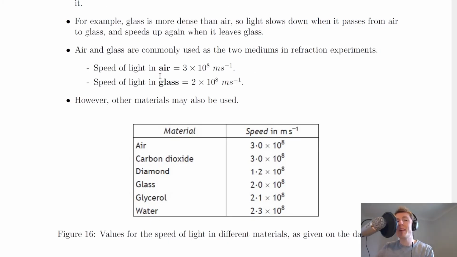It might not always be air and glass, you might also sometimes see water for example, but the speed of light in air I've given here as 3 times 10 to the 8 meters per second, and the speed of light in glass is a whole 100 million meters per second less than that, which is 2 times 10 to the 8 meters per second. However, other materials may also be used.